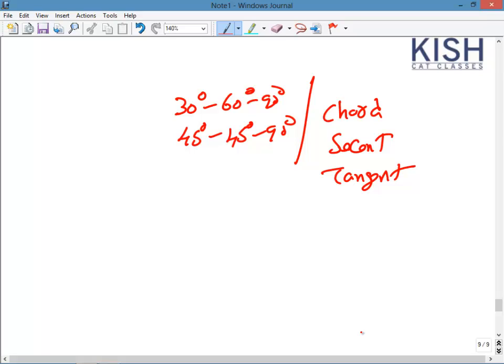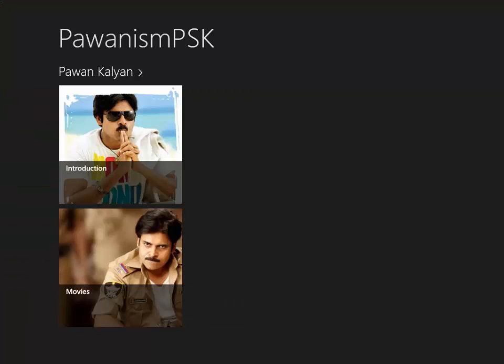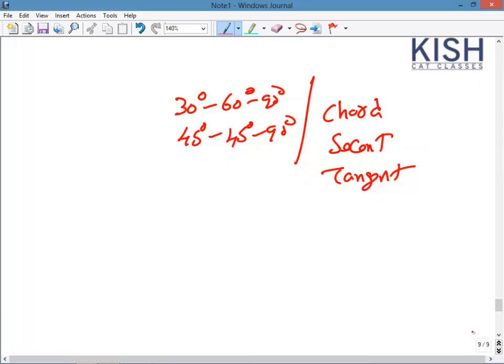Then in the next video we cover quadrilaterals. In the following videos we'll cover mensuration and a mixture of all the geometry areas. Thank you.